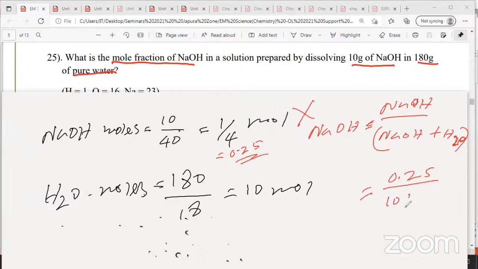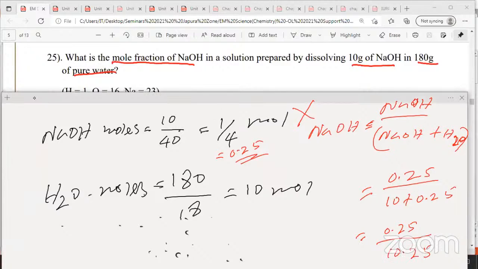Divided by 10 plus 0.25. Then what is the answer? When you simplify this, you get 0.25 divided by 10.25. See whether this answer is among the options. They have got 10 over 11, 1 over 18, 1 over 11.